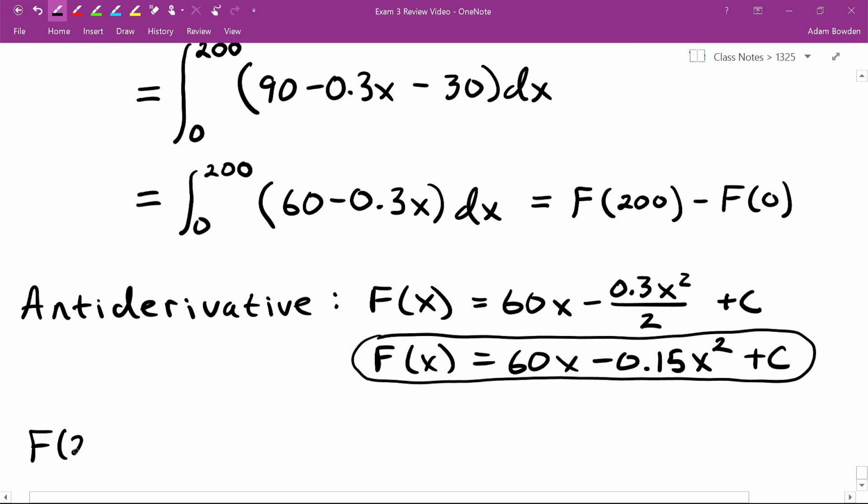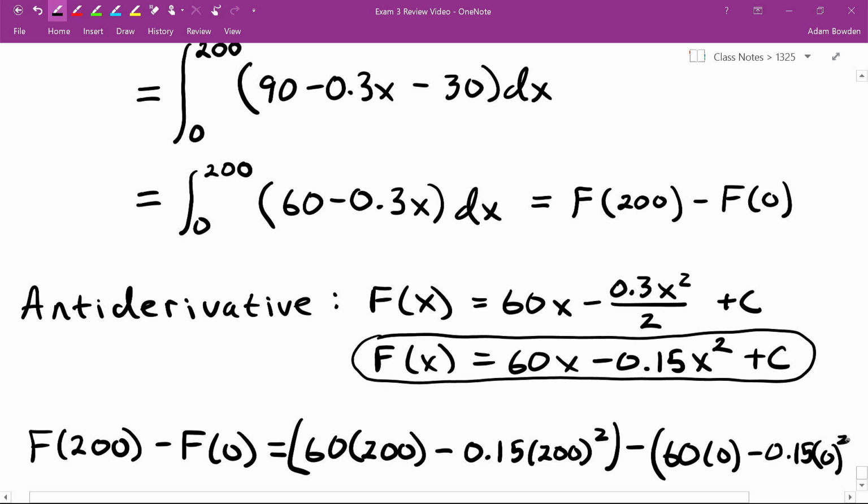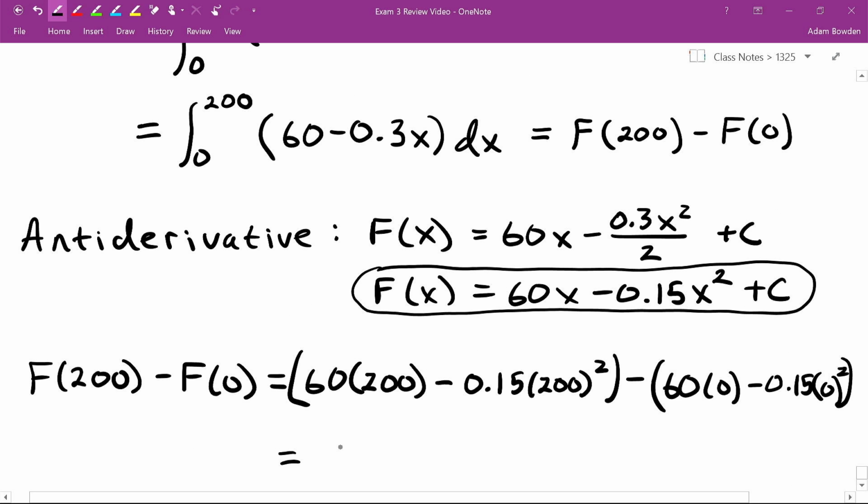So capital F of 200 minus capital F of 0 is equal to 60 times 200 minus 0.15 times 200 squared. That's the first part. Then we plug in 0, 60 times 0 minus 0.15 times 0 squared. And I came out with a total of $6,000. We call that the consumer surplus here.